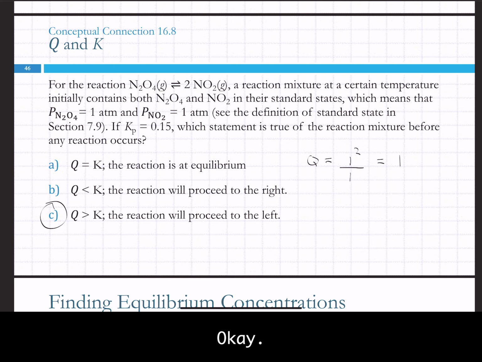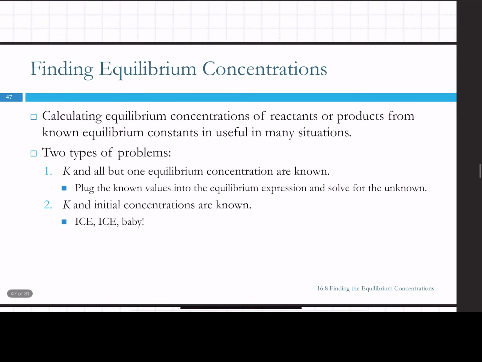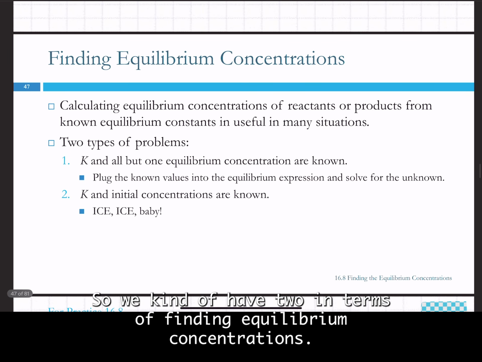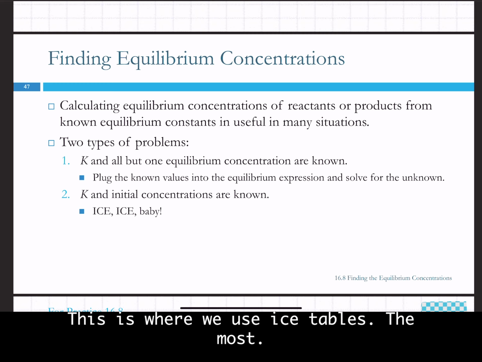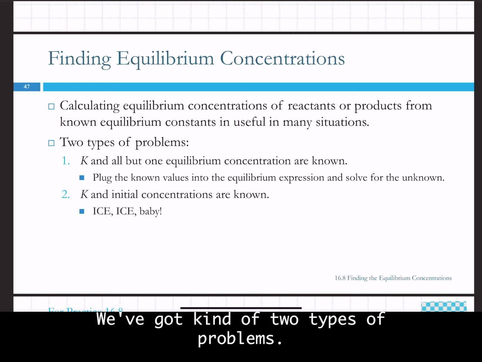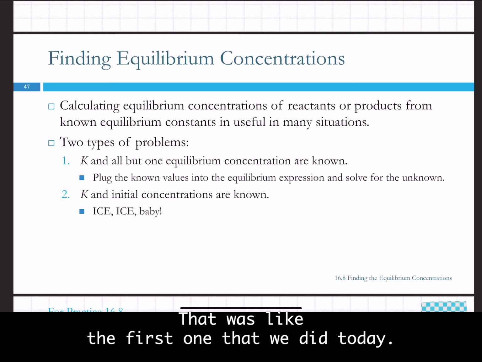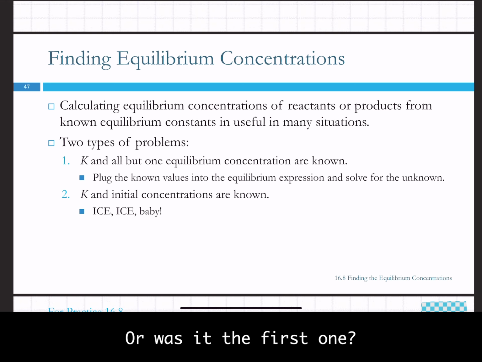Okay. So in terms of finding equilibrium concentrations, this is where we use ICE tables the most. We've got two types of problems. We've got K and all but one equilibrium concentration known. That was like the first one that we did today. Or was it the first one? Maybe we haven't done those yet.